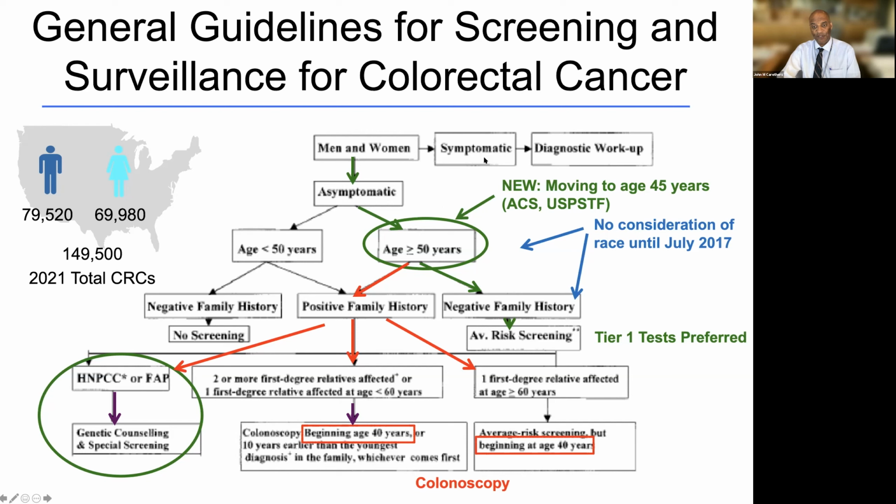Men or women, if they're symptomatic, they should get a diagnostic workup. That is not screening. But if they're asymptomatic and they're age 50, and I will count that this is moving to age 45 by recent data and recommendations by the U.S. Preventive Services Task Force, and if you have a negative family history, that is average risk, where tier 1 tests are preferred. Those are FIT and colonoscopy.